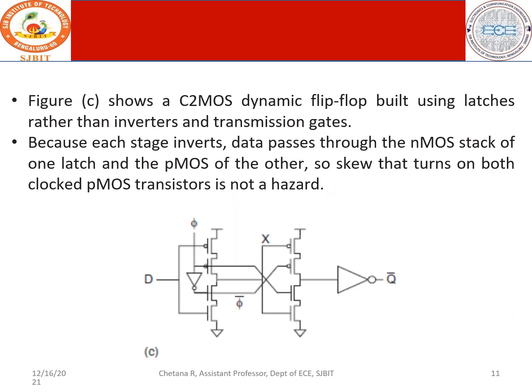Next, figure C shows a C-square MOS dynamic flip-flop built using latches rather than inverters and transmission gates. So you have a device which shows a C-square MOS dynamic flip-flop. You have the flip-flop which is dynamic, built with the help of latches rather than inverters and transmission gates. So you see there are no transmission gates, and inverters are there only for complementing the clock pulse. But everywhere you find the latches, or in other words flip-flops.